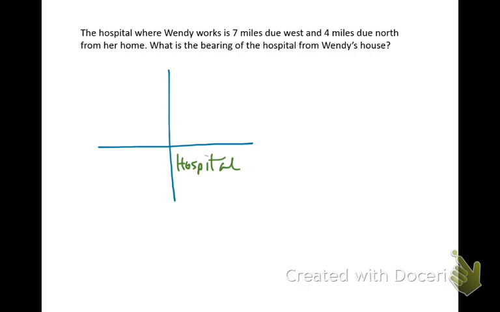Now, Wendy works 7 miles due west and 4 miles due north. So where are we going to go from the origin? 7 miles west. So we'll go 7 miles west. Let me change color. Okay. So 7 miles west, and then we're going to do what? We're going to go due north. So we're going to go straight up north. So there's your 90-degree angle right there. So we're going to go due north 4 miles.